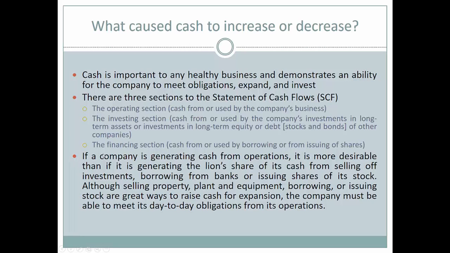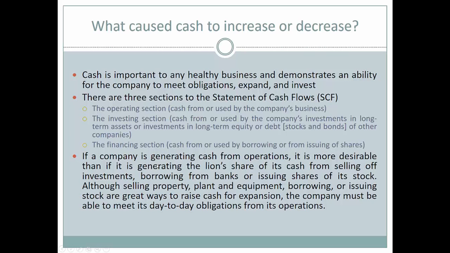The third section is the financing section. This is where a company can finance its operations. Primarily, we hope for expansion from borrowing money from a lender, from a bank or from another company, or by issuing shares of stock in order to raise capital. So this would be cash from or used by borrowing or from issuing shares of stock.